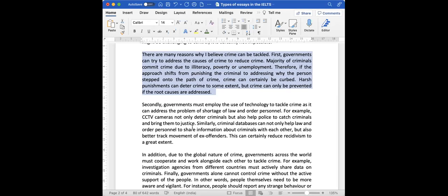क्रिमिनल डेटाबेस, अच्छा फिर क्रिमिनल्स के भी डेटाबेस होने चाहिए। They can not only help law and order personnel to share information about criminals with each other, but also better track movement of ex-offenders. This can certainly reduce recidivism to a great extent.